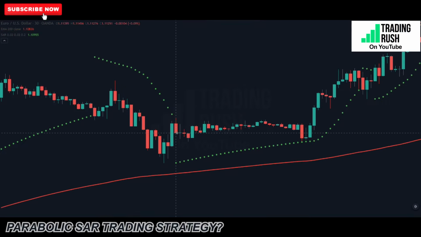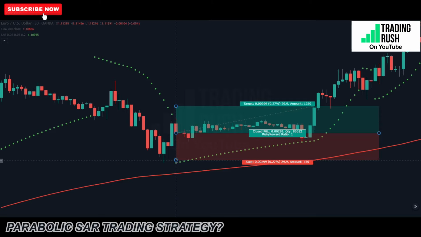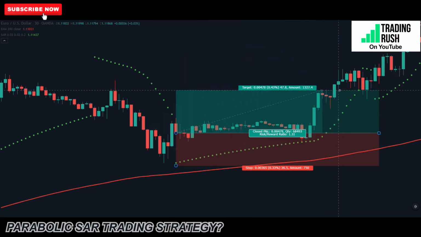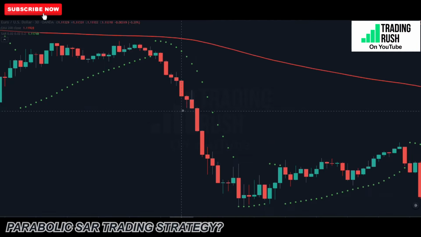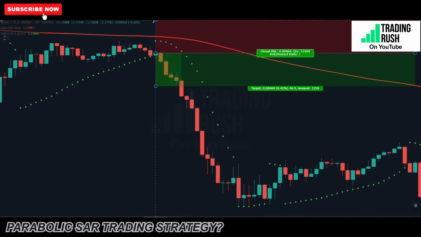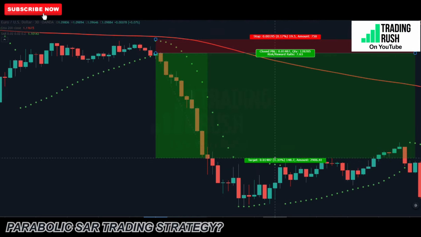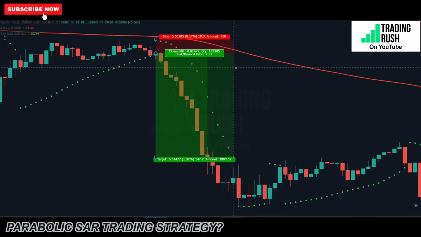The price is above the 200-period moving average, so we are only looking to buy. The dots flipped below the candle. In this long setup, we could have entered a long position when the dot appeared below the candle for the first time. Our stop loss would have been just below the dot. Here's a short example. The price is below the 200-period moving average, so we are only looking to sell. The dots flipped above the candle. We could have entered a short position when the dot appeared above the candle for the first time, and our stop loss would have been just above the dot.